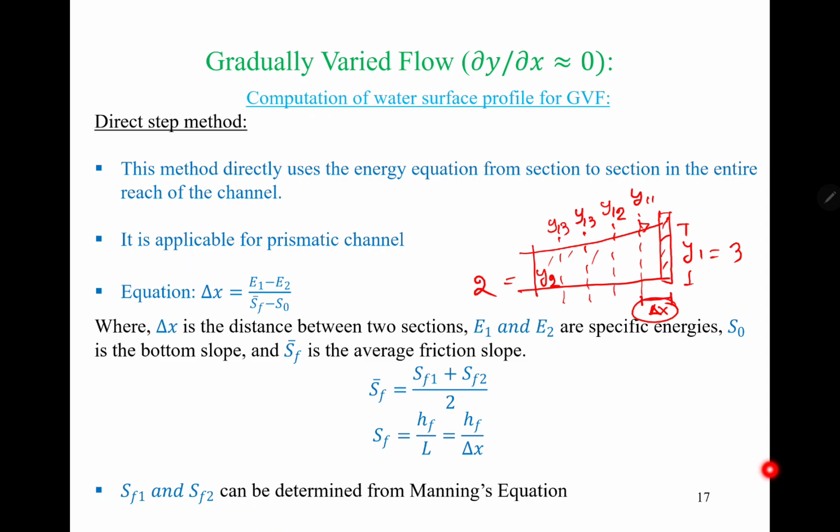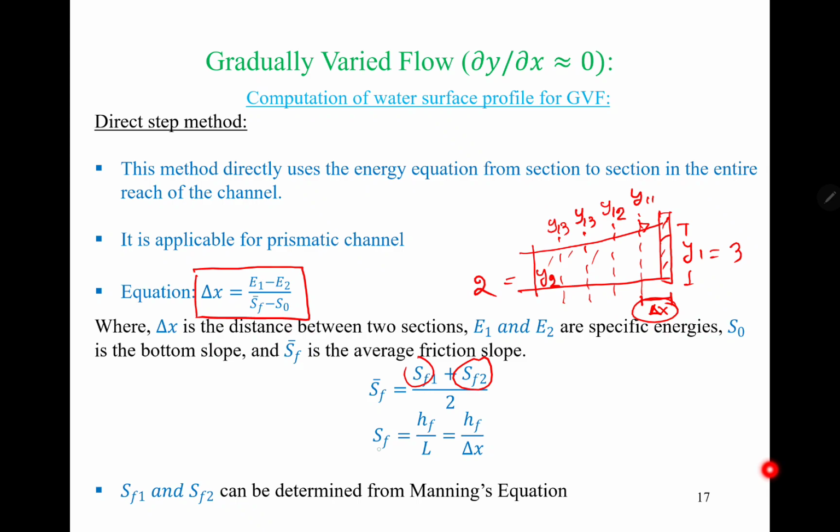That basically means you know the y, but you need to find at which distance you will get that y. So this is the equation here, and this is applicable for a prismatic channel. Prismatic channel means the cross section is not changing along the length. For this one, E1 and E2 are specific energies. S0 is the bottom slope, you already know that, and S_f prime is the average friction slope. So what is the average friction slope? It is the average of the two friction slopes at two adjacent sections.